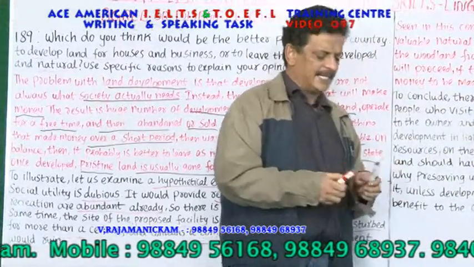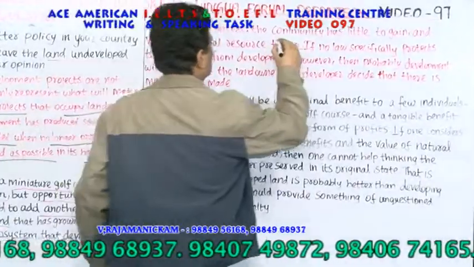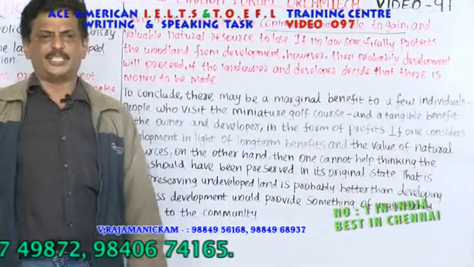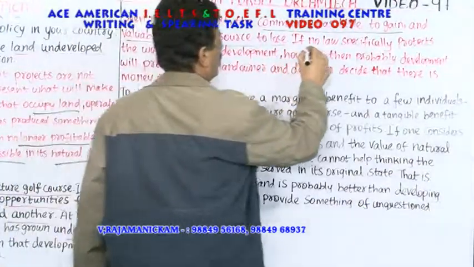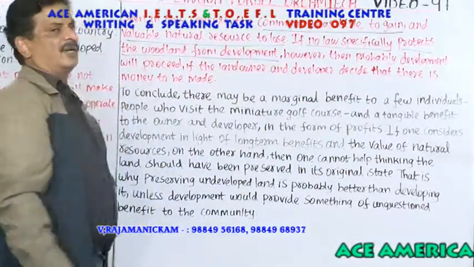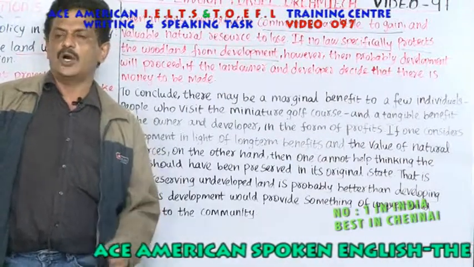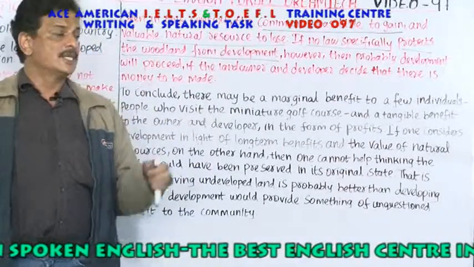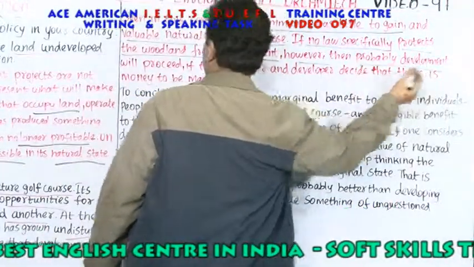Then coming here, once again he says, seen in this context, the community has little to gain. So the community, the people, gain little, and valuable natural resources are to be lost if no law specifically protects the woodland from development. Suppose there is no law; in various states and countries, we have certain laws that this particular area is forest land and you should not cut down the trees. If there is no law, however, then probably development will proceed.